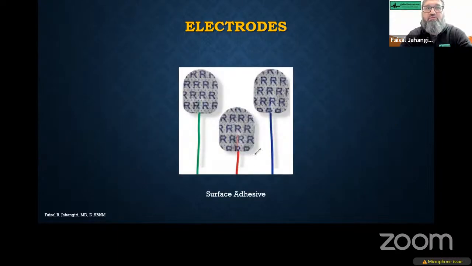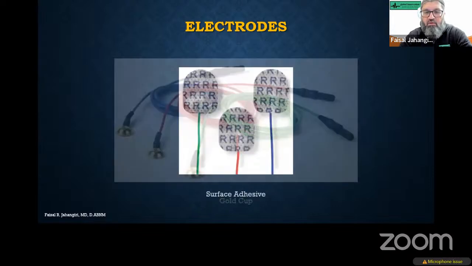So the electrodes which we use are adhesive electrodes, surface adhesive or sticky electrodes, and they're typically used for stimulation. They have a bigger surface area. If you have a bigger surface area, you have less current density because you're sending the same current over a bigger area. So there is less chance of skin burns. And they are adhesive, so they are more secure.